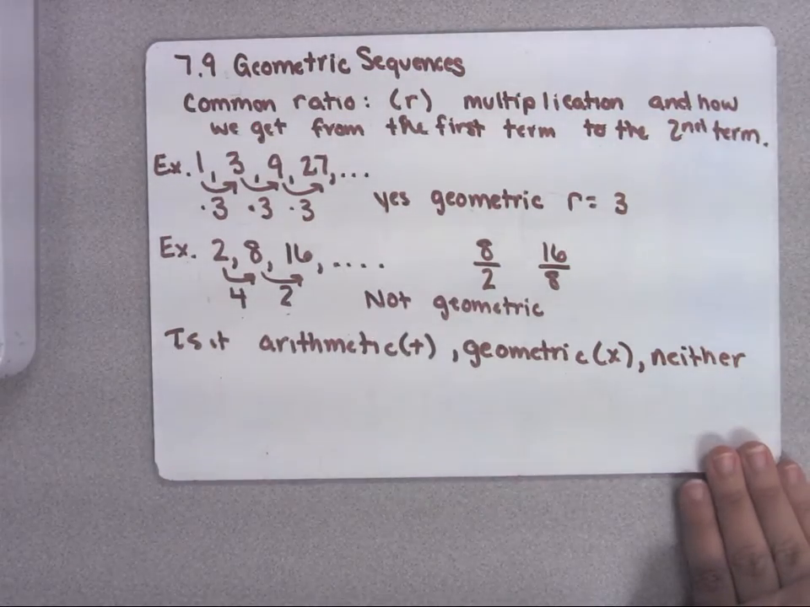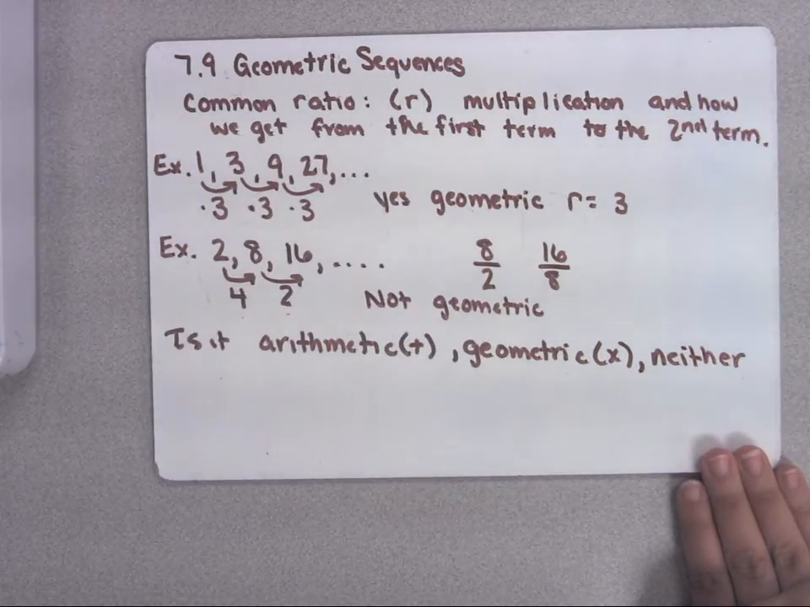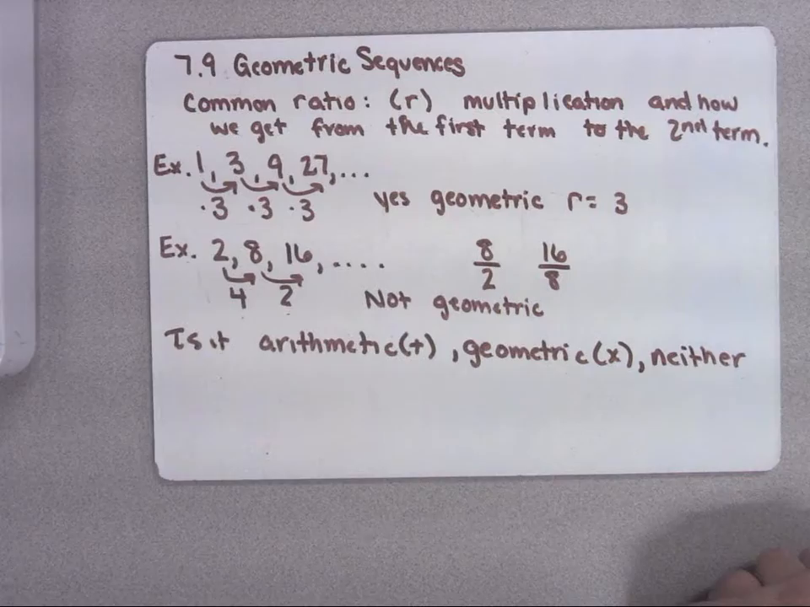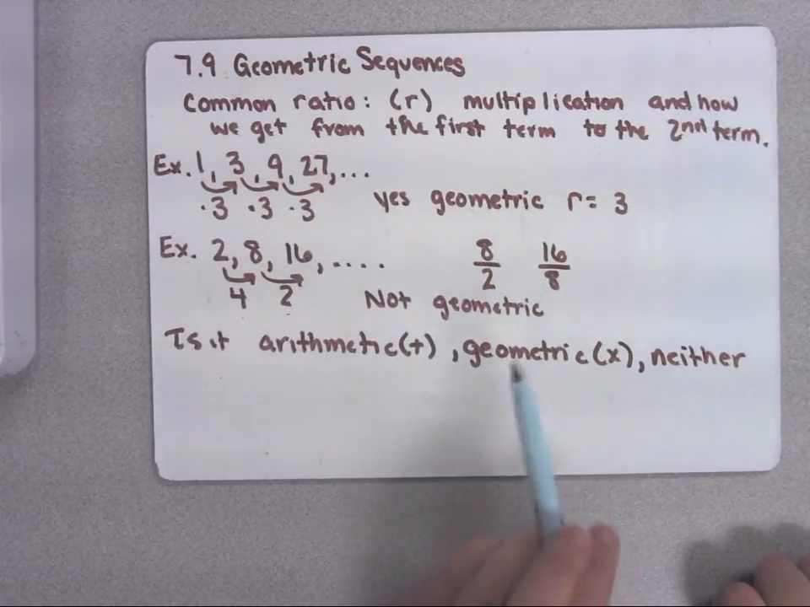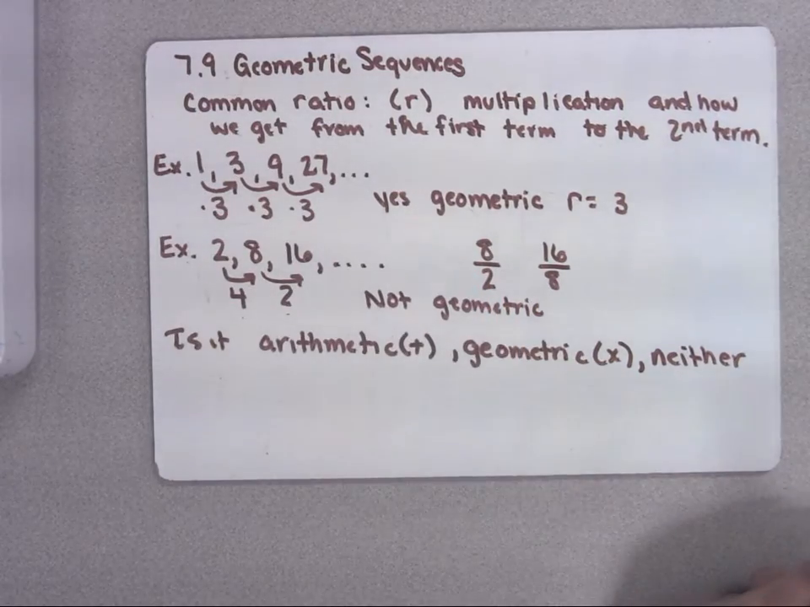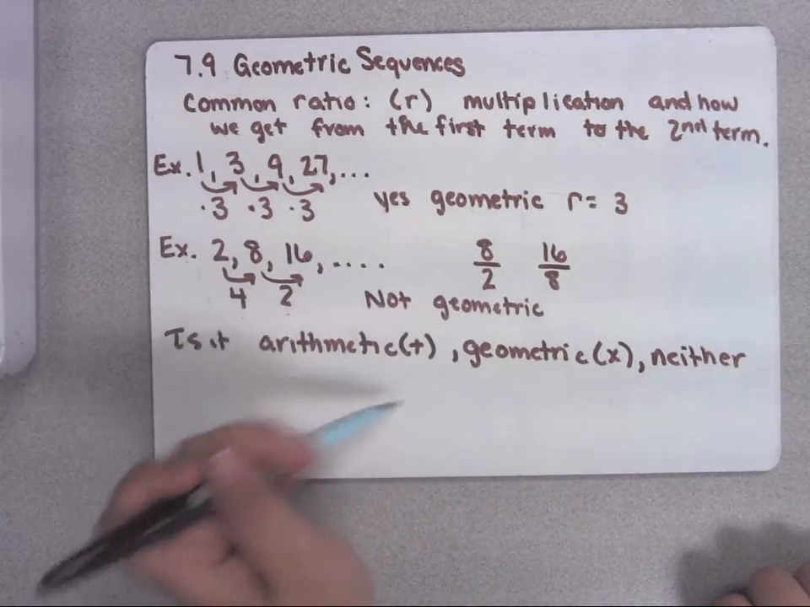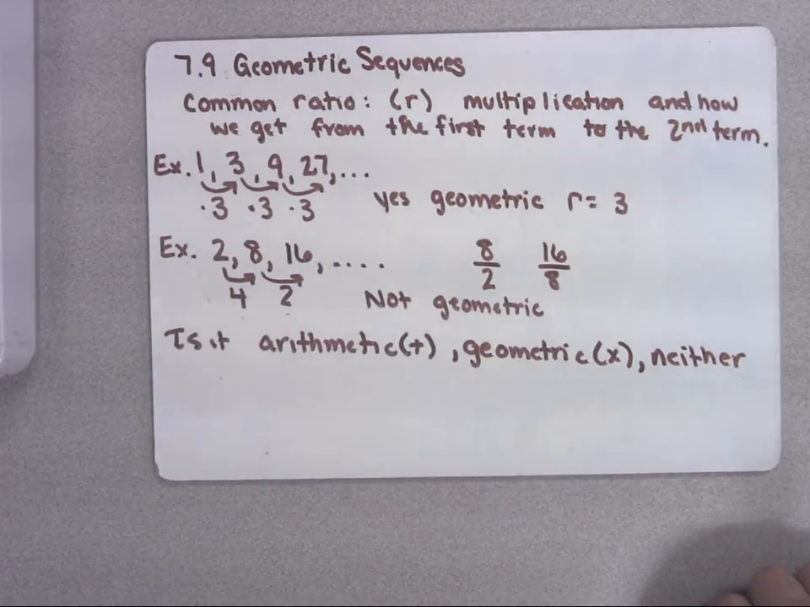So arithmetic, geometric, or neither. Thank you, Katie. This is the first part of your homework. Is it arithmetic, geometric, or neither? We just learned what geometric is. It uses multiplication. Arithmetic uses addition. So you might have to try both of them.